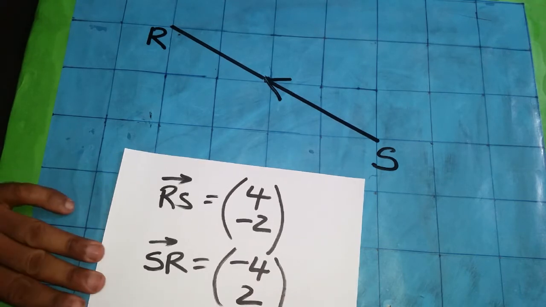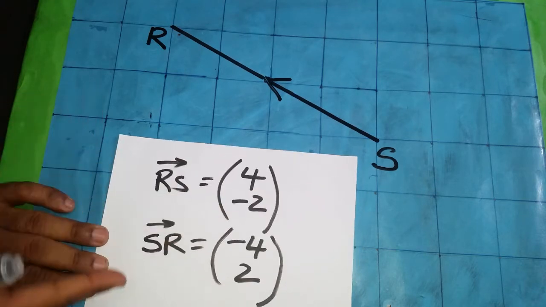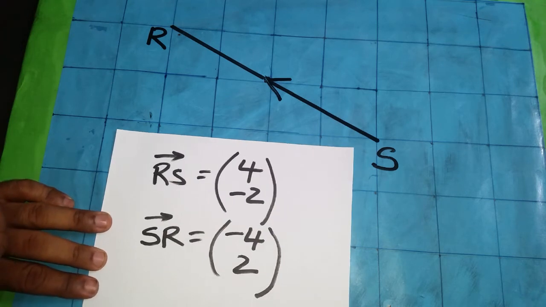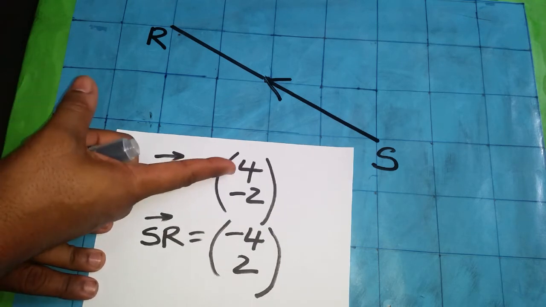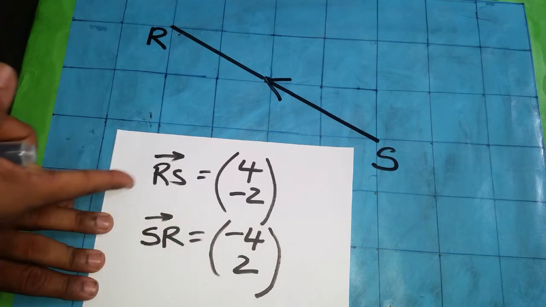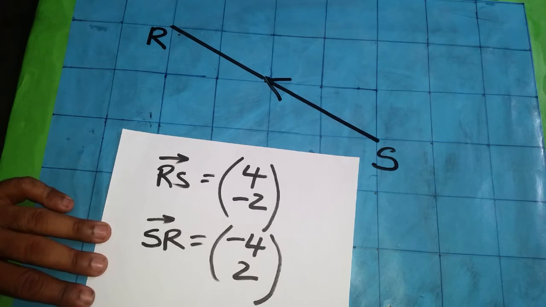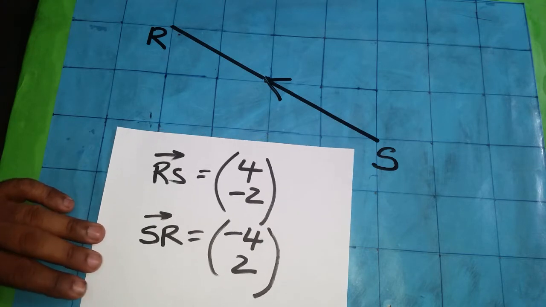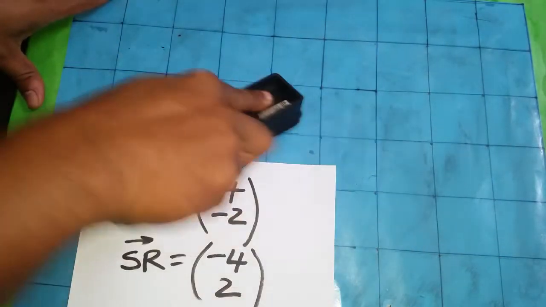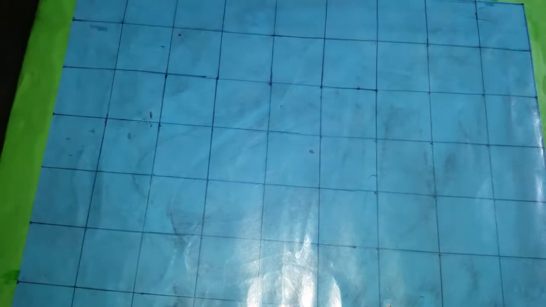Now, when you compare RS and the column vector form with SR and the column vector form, you'll notice that the signs are changing. So this became negative and this became positive simply because we reversed the direction of the vector. And that is what happens when you reverse a vector, the signs change. Now, let's take a look at another example and see if it is consistent with that example.